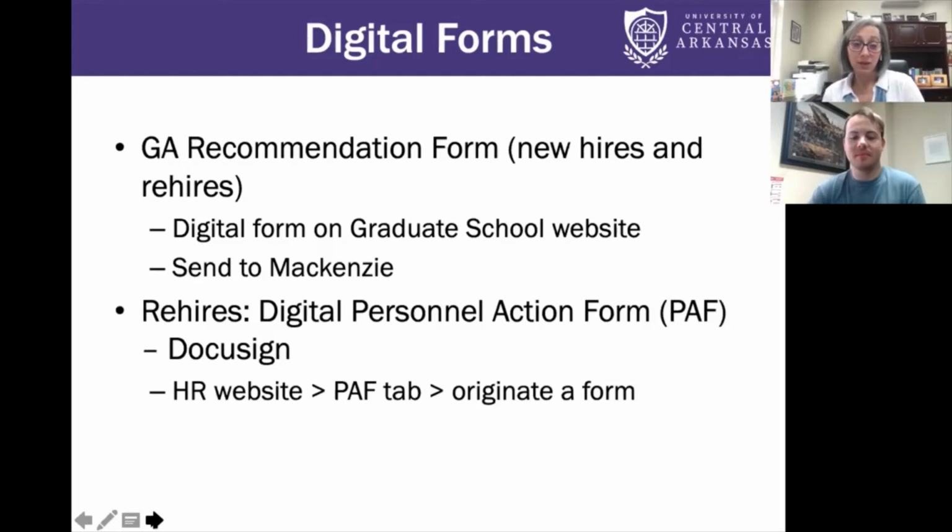For rehires, so you have a graduate assistant that's being rehired, then you'll use the university's digital PAF form that is handled through DocuSign. And y'all have probably seen this form already, and so many of you have used it. But simply, you go to the HR website, there's a PAF tab, and then under originate a form, you click on that and it'll get you started with that.